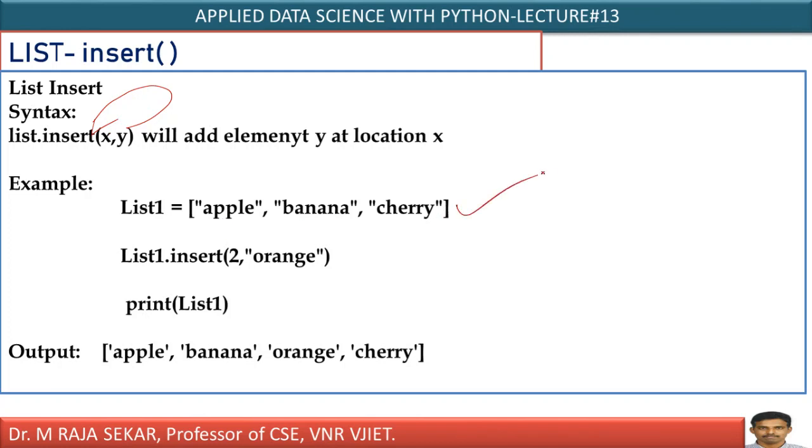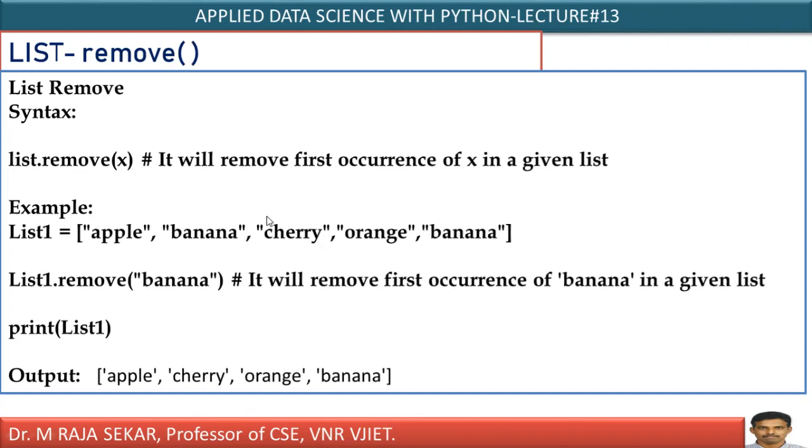For example, I have the list apple, banana, cherry. What does it mean? Element y will be added. If this is x, this is y. Y means orange. It will be added at location x. Location x means 2. This is location 0, this is location 1, this is location 2. In location 2, this orange will be added. Therefore, apple, banana, orange, and next you will get cherry. That's what it says: apple, banana, orange, cherry. It's simple. Insert x comma y means y will be added at index x. Index starts with 0, isn't it?